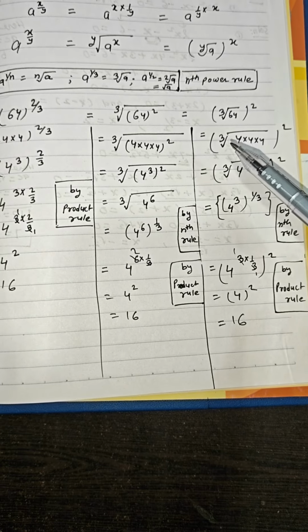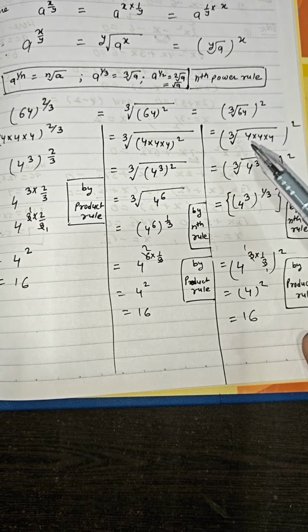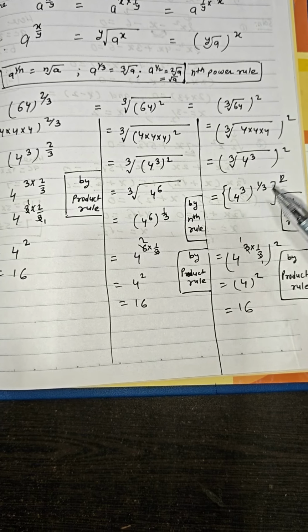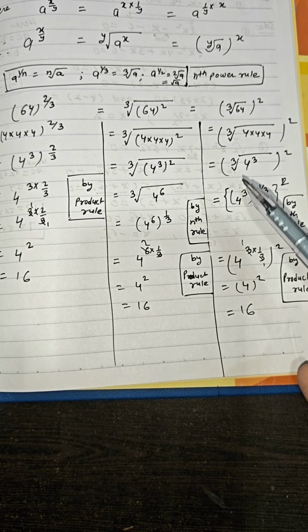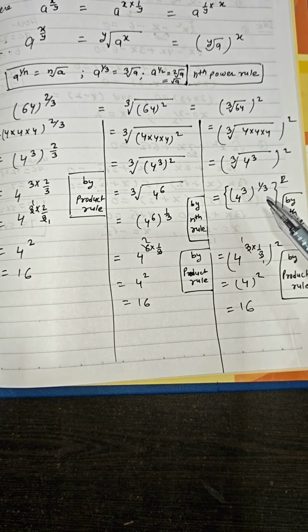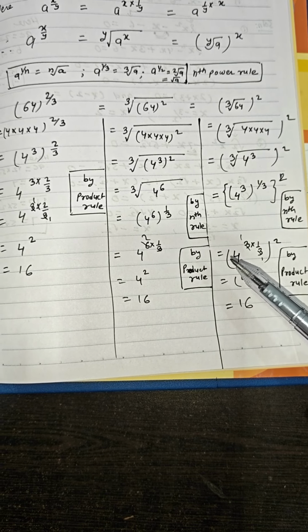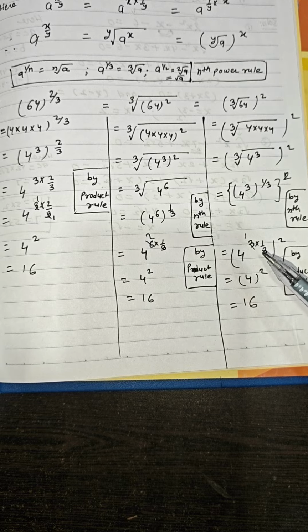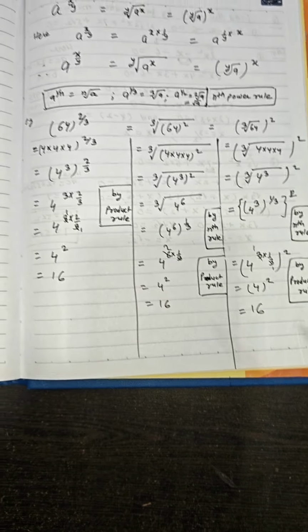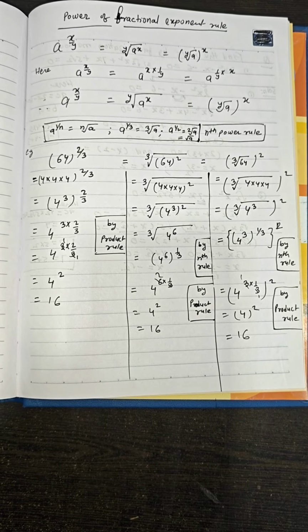Now come to this: the cube root of 64, whole square. So the cube root of 64 expanded, 4 into 4 into 4, so 4 power 3, whole square. Now this cube root will be written in fractional form, so 4 power 3 power 1 by 3, and this whole power 2. This time 4, 3 into 1 by 3, so the 3 gets cancelled, and whole power 2, so 4 square. This is also 16. So all these three are the same, and this is called the power of fractional exponent rule.